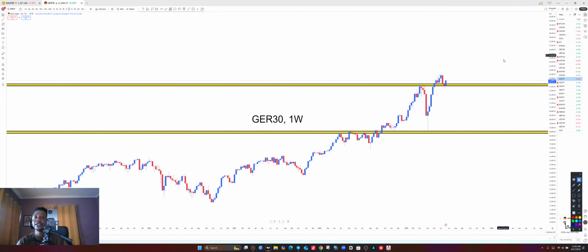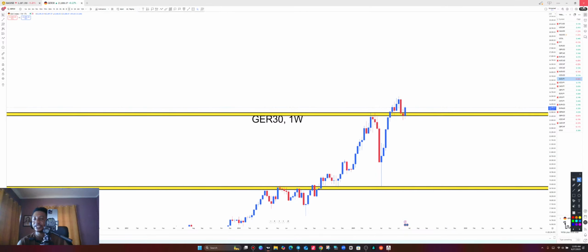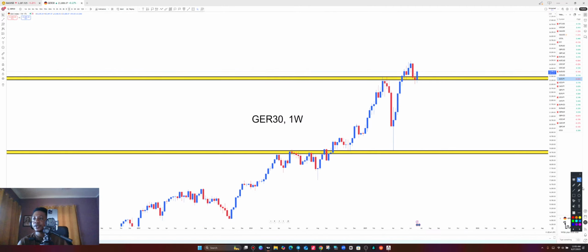Okay, let's start from the weekly time frame of Germany 30. So this is Germany 30 on the weekly time frame. We have the upper zone and then the lower zone. We've seen clearly that buy pressure is broken above the resistance level with a push. After a push, we've seen what? Retest. After retest, there should be continuation push all the way up.